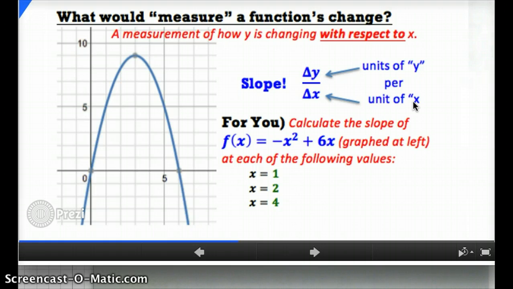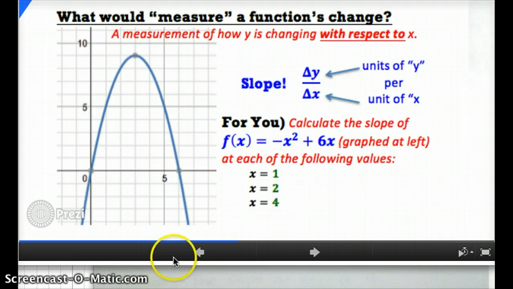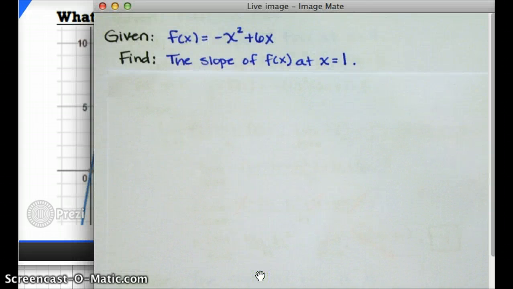Now, you actually know how to do this. Calculate the slope of f of x equals negative x squared plus 6x, which is graphed here, at each of these following values. Start with x equals 1. Beautiful. Hopefully you realized that the slope at x equals 1 was 4. If you struggled with that, let me explain what the work would look like. If not, you can go ahead and do some of the other ones while I'm explaining.